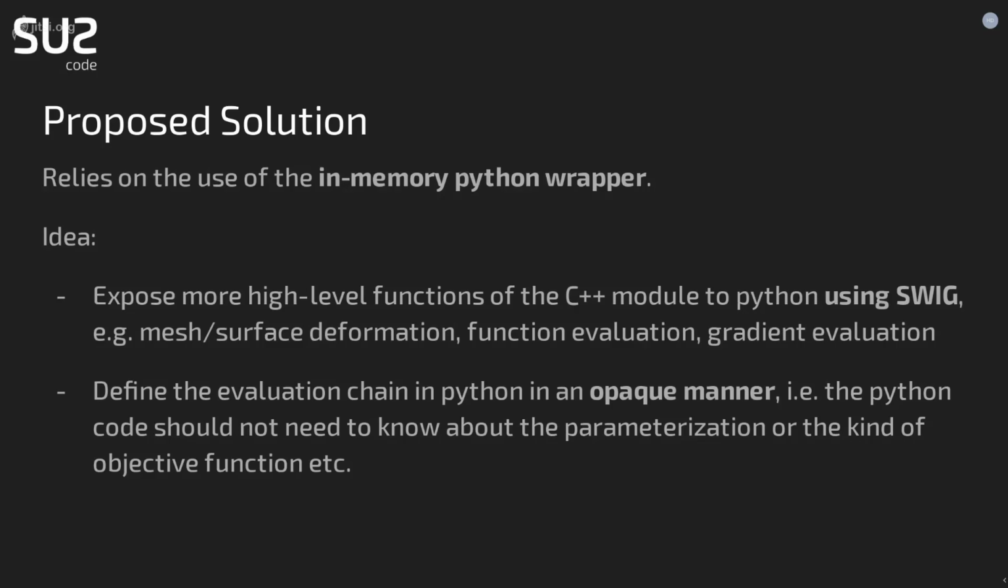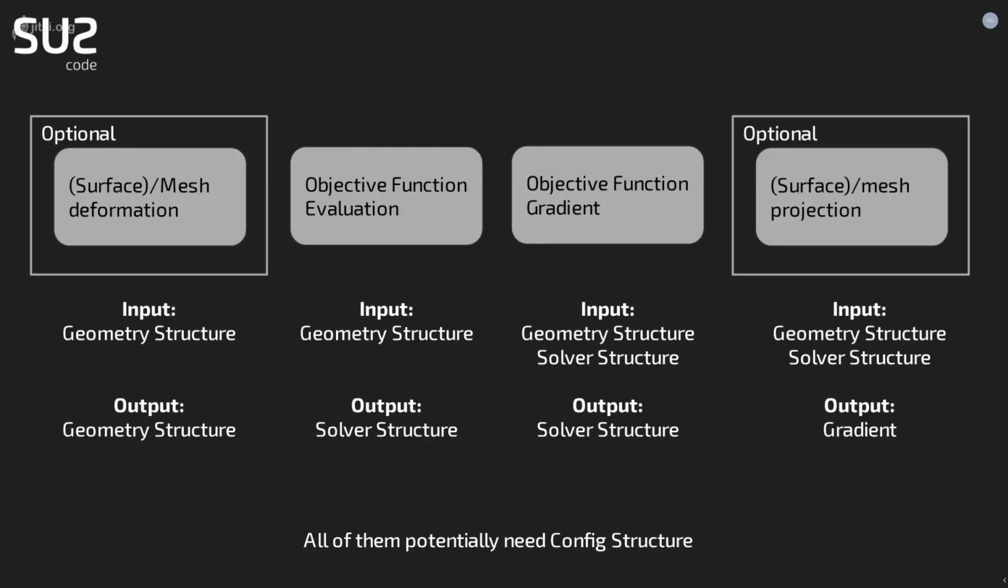And I mean, this is just some quick drawing that I did, because I was thinking on what kind of things we have to expose as an object in Python. So this is just a usual chain for optimization, right? We have the surface mesh deformation, we have the objective function evaluation, objective function gradient, and then at the end we have the surface mesh projection for the gradient. So the first step is what Def is doing at the moment, and the last one is what Dot is doing at the moment.